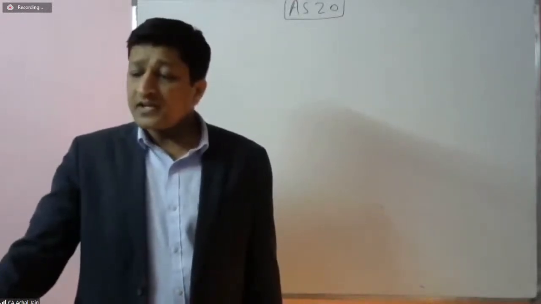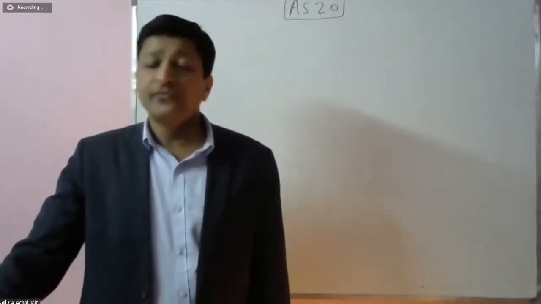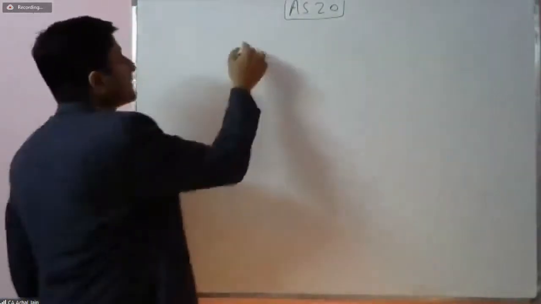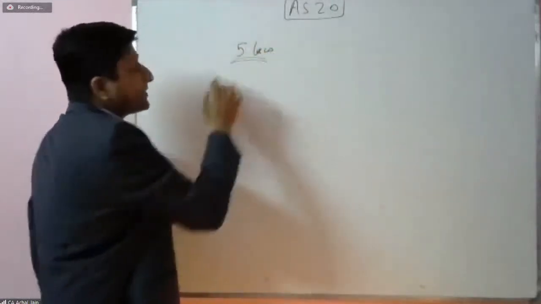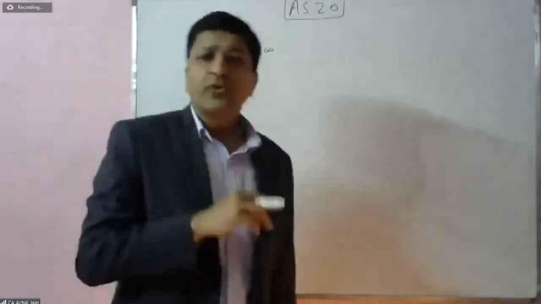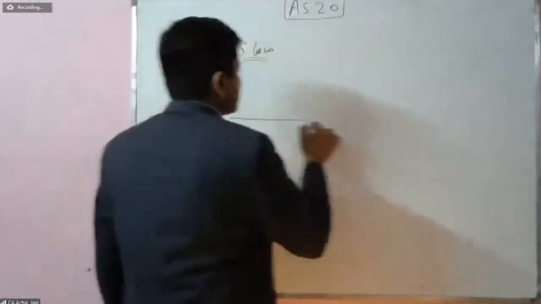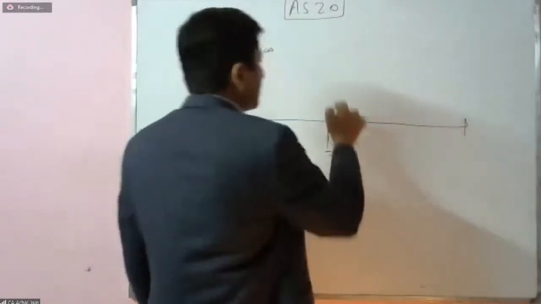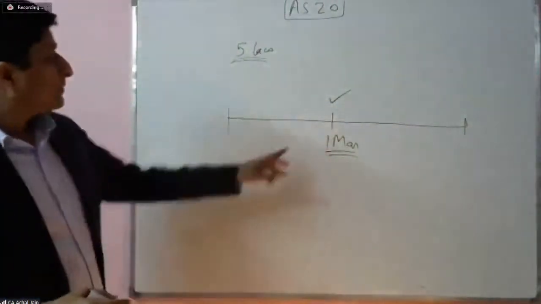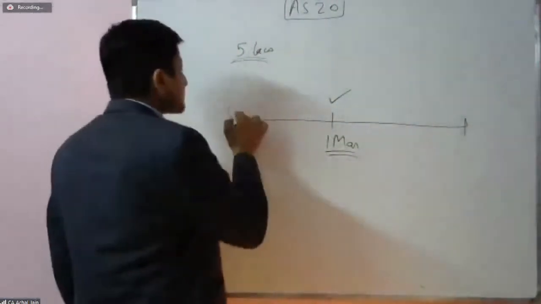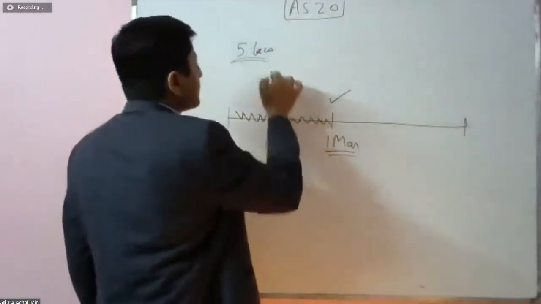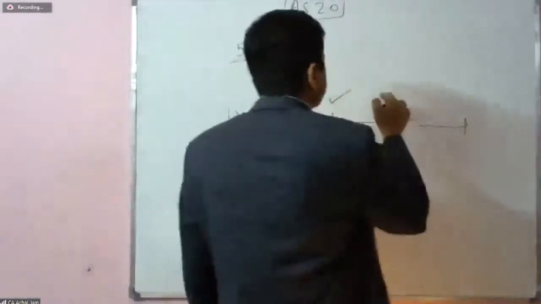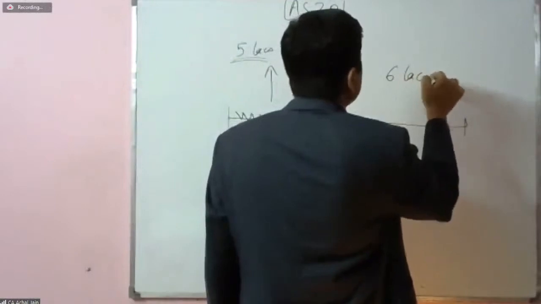Okay. Adit is asking, sir, why we are multiplying 1.05 with 5 lakhs? Because this 5 lakh is the number of shares before exercise of right. On 1st of March, right issue has come. Prior to this, during this period, what was the number of shares? 5 lakh. After 1st March, the number of shares has become 6 lakhs.